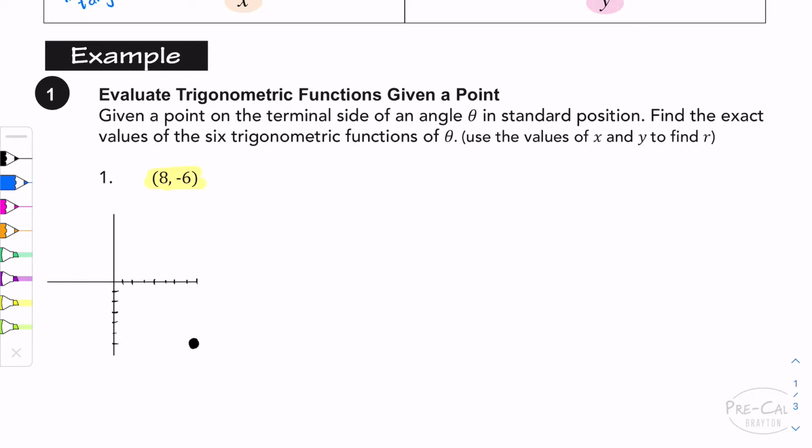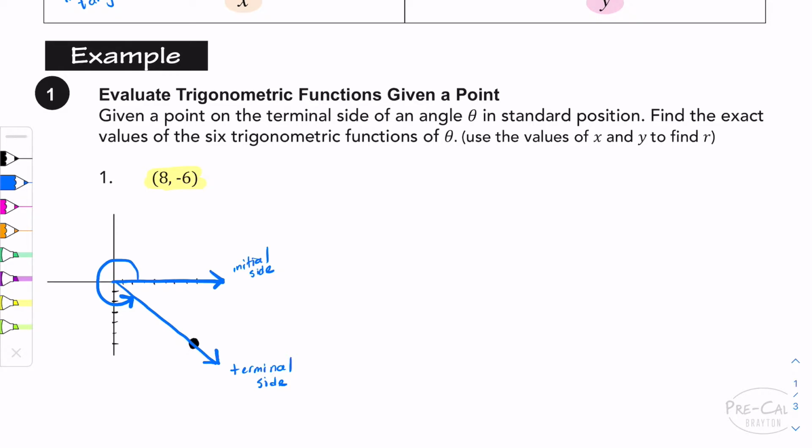Okay, so if we're sketching an angle in the coordinate plane, we always have our initial side on the positive x-axis. You should all know that at this point. So we have our initial side. And now the terminal side goes from the center through that point. The directions do say that this angle is in standard position. Standard position is a positive angle. So we're looking at a positive angle in the coordinate plane.